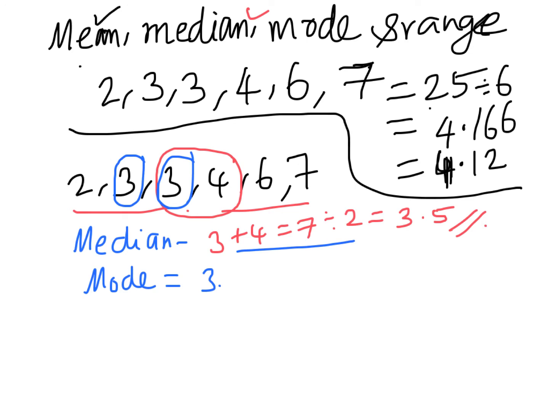Finally, the range. So the range in this case is the biggest number take away the smallest number. So in this case 7 take away 2 is 5. Okay, so that's your range.